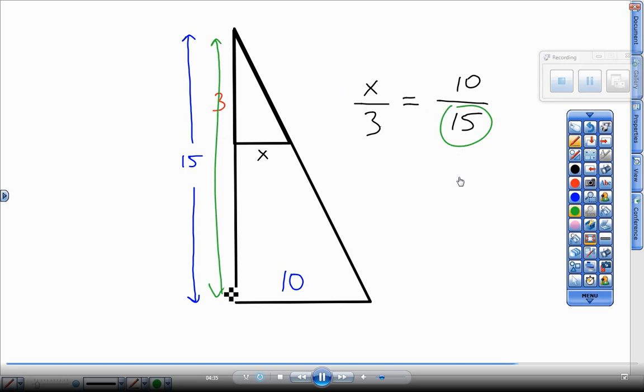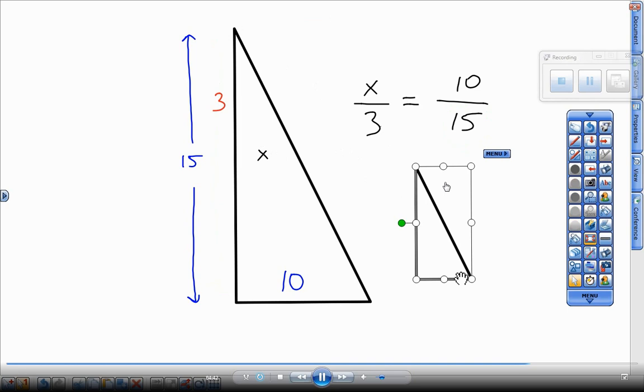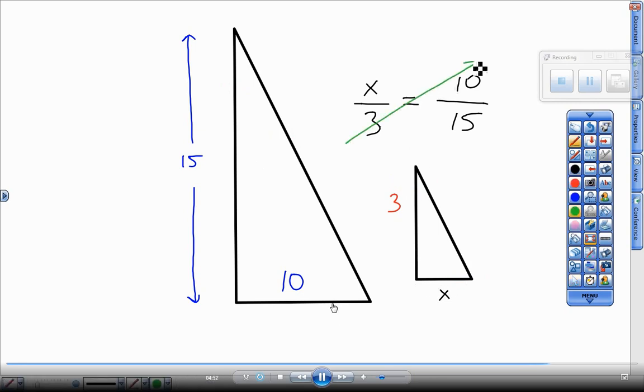3 times x, and again trying to show you what I'm dealing with here. So there's the x, there's the 3. I did the bottom of the little one over the up and down piece equal to the bottom of the big one over the up and down piece of the big one. So that gave me 15x equal to 30. And then I divide both sides by 15 right there.